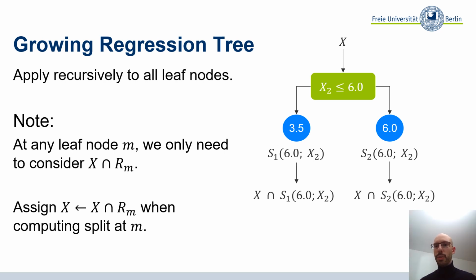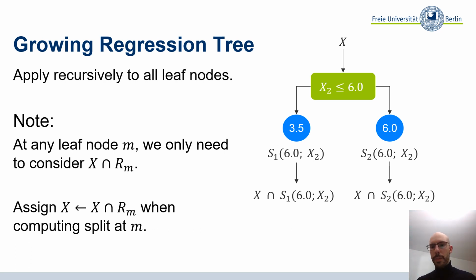So what we need to do now is we need to recursively repeat this procedure on our leaf nodes. So we could, for example, go look at the left leaf node here, and then we would repeat the same splitting procedure again, end up with new leaf nodes, and apply the splitting procedure to them as well.